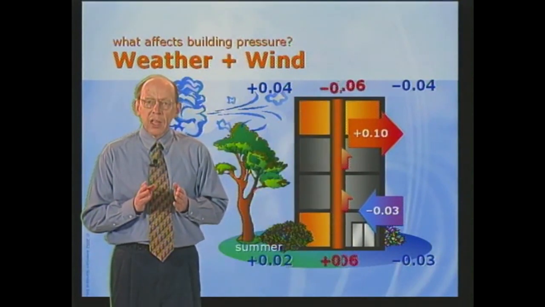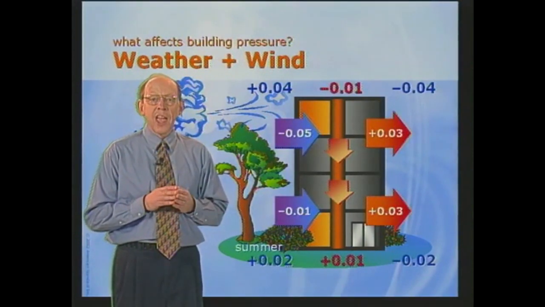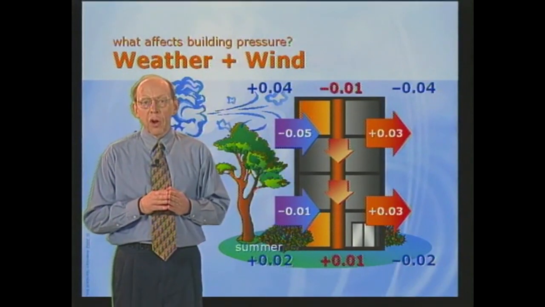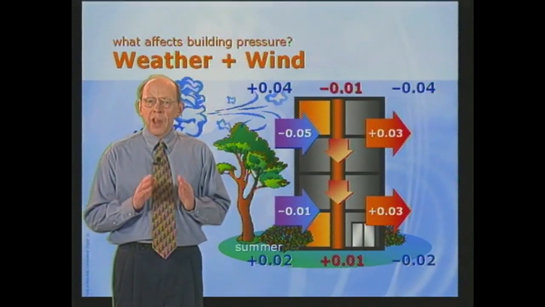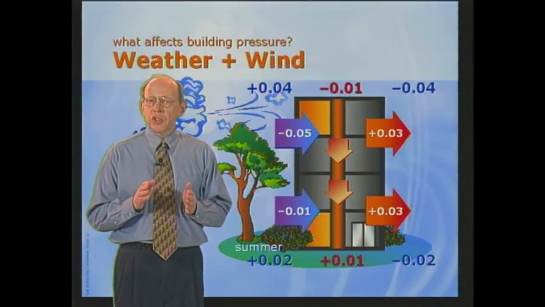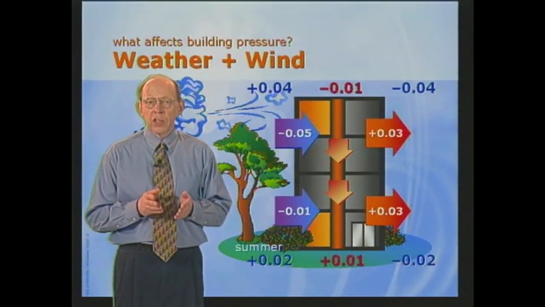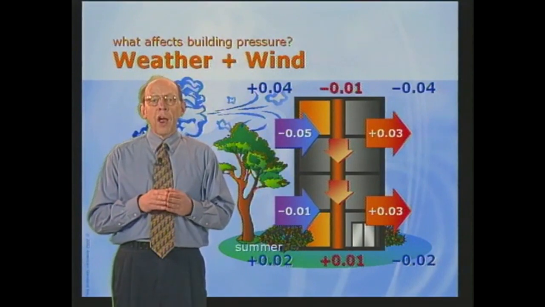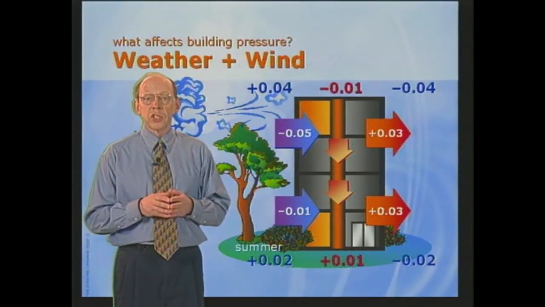On a summer day, on the windward side, the negative 0.05 inches at the top floor and negative 0.01 inch at the ground floor might cause too much infiltration. If you do nothing to control it, building pressure is likely to be excessive at some operating condition somewhere in the building. To avoid excessive building pressure requires careful planning and a control system that can respond to changing conditions.